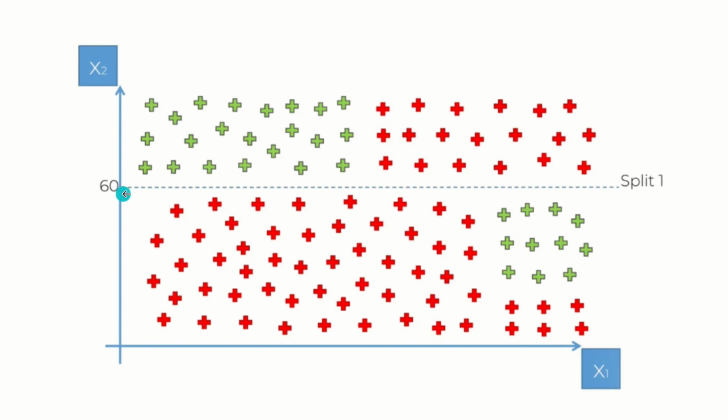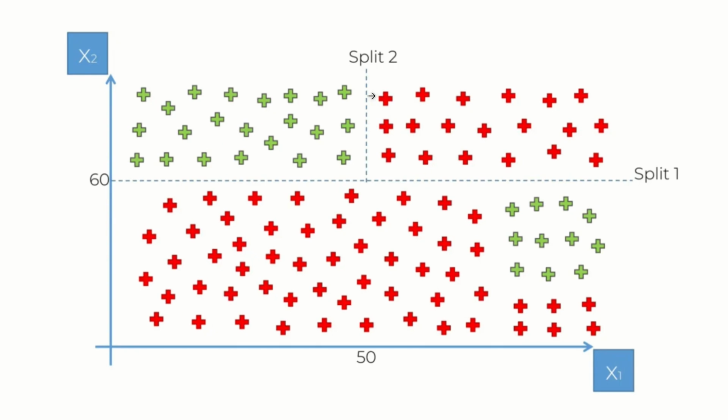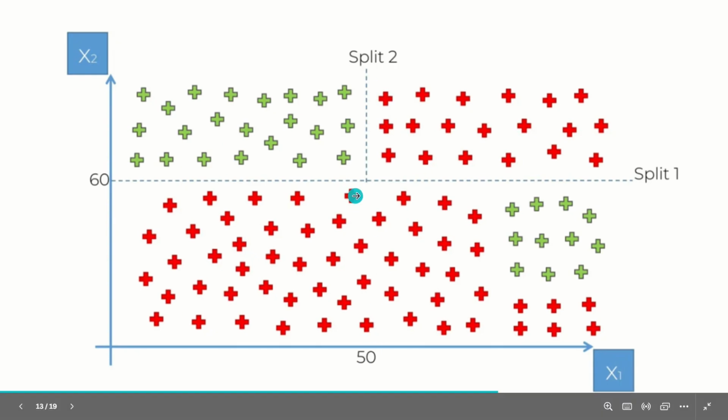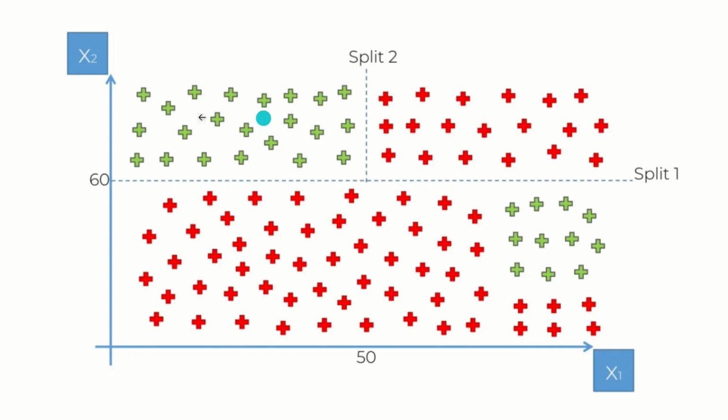First of all, we have a split available at x2 equal to 60. It means below 60 we have this data available, above 60 we have this data available. So it's split 1. Then we have split 2 available at x1 equal to 50. You can see that with this split, the green has been separated and the red has been separated. But below 60 we still have an impurity available. It means it's still not homogeneous because red and green are mixed, right?